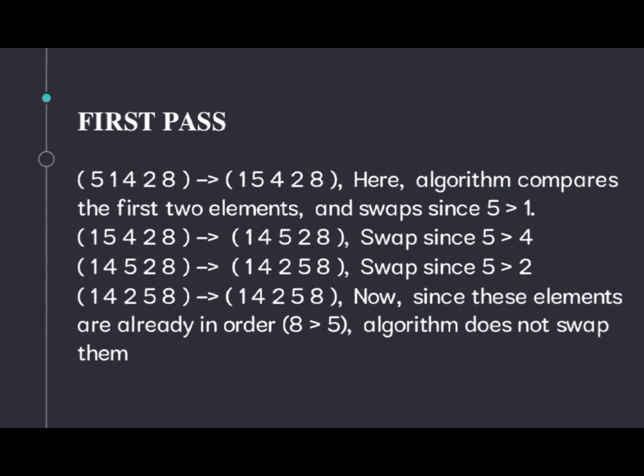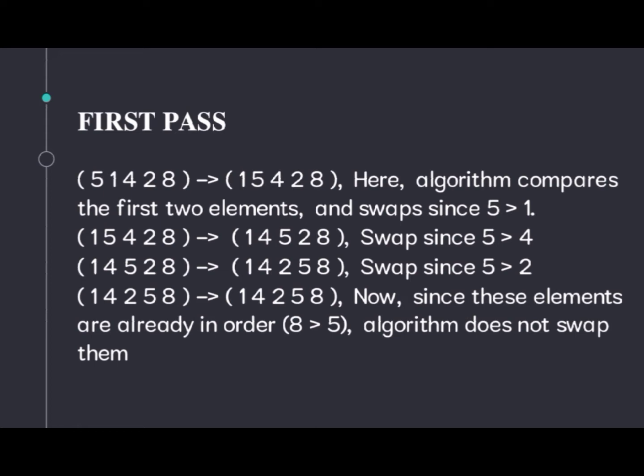As we proceed to first pass, we are going to compare the first value and the second value. Since 5 is greater than 1, then swap. The result will be 1, 5, 4, 2, and 8. Since 5 is greater than 4, then swap. The result will be 1, 4, 5, 2, and 8.